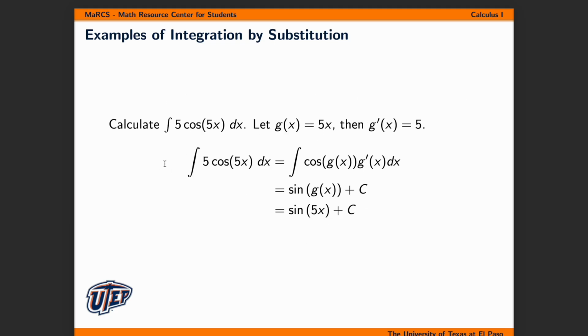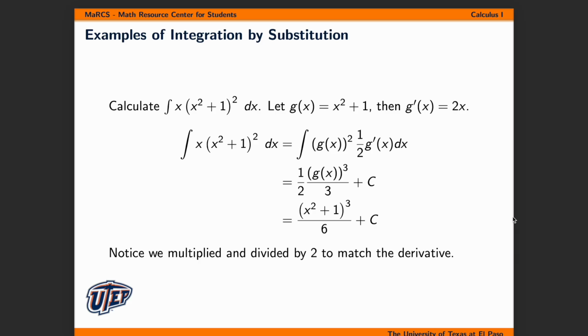So we're told to calculate the indefinite integral of 5 times cosine of 5x with respect to x. So we let g of x be equal to 5x, so the derivative of that is equal to 5. So then that means that now we will be taking the indefinite integral of cosine of g of x times g prime of x with respect to x. So that will be our antiderivative F composed of g of x plus our constant of integration c. So the antiderivative of cosine is sine composed of g of x, which is 5x, so we'll plug that in for g of x, and then plus our constant of integration. So this will yield sine of 5x plus c.